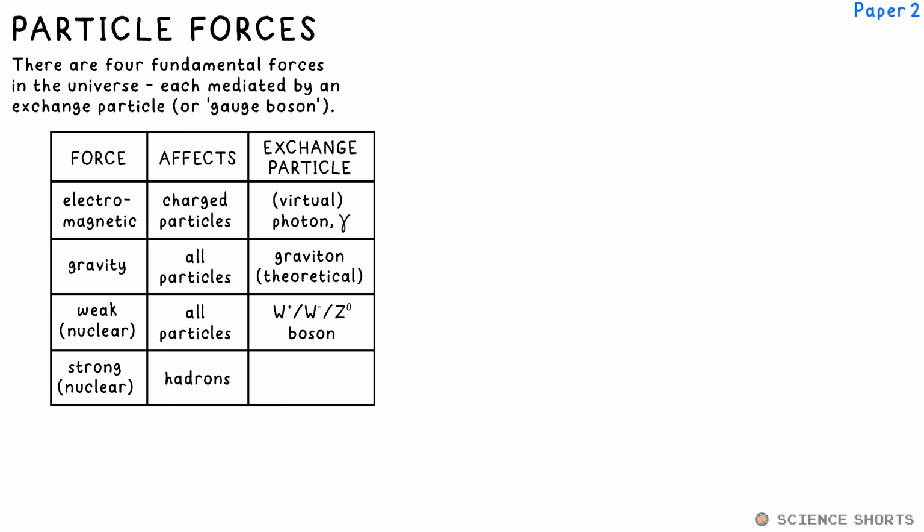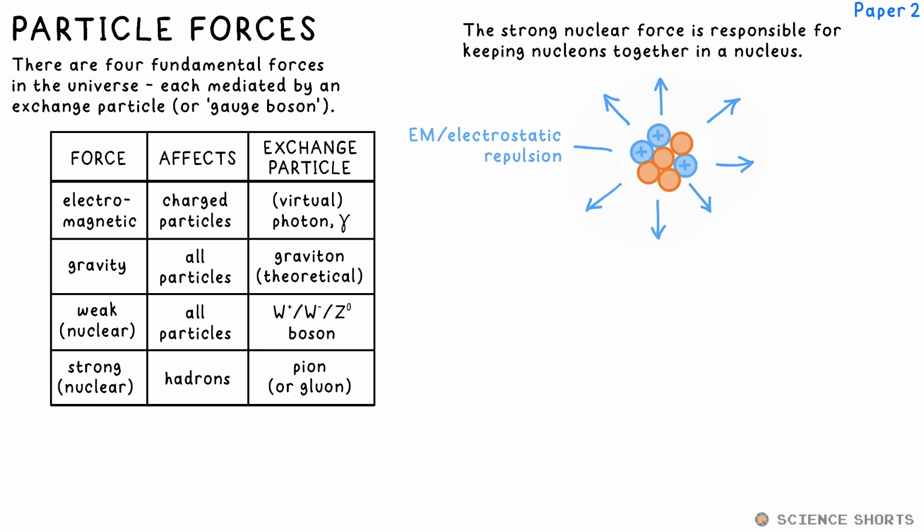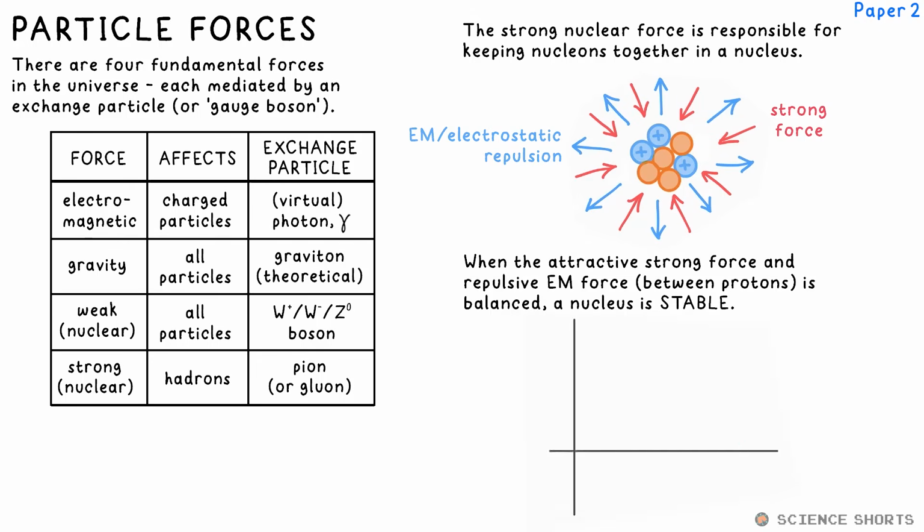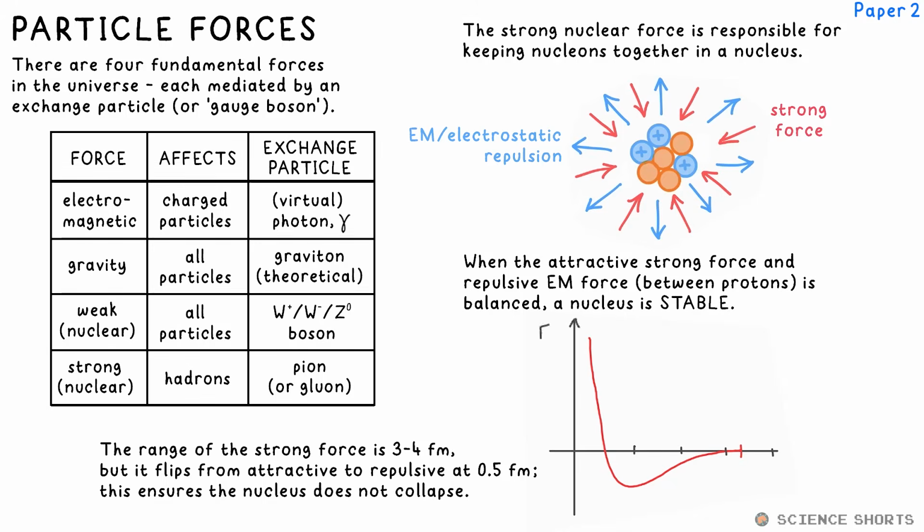The strong nuclear force only affects hadrons on the other hand. Its exchange particle is the pion or gluon, if pion isn't an option in a question. This force is what holds nuclei together. The electrostatic repulsion between protons pushes outwards, while the strong force pulls inwards. Okay, a bit of gravity too, but that's really not that much. When these forces are balanced, a nucleus is stable. The range of the strong force is 3 to 4 femtometers, but it switches from attractive to repulsive at 0.5 femtometers to stop the nucleus from imploding on itself.